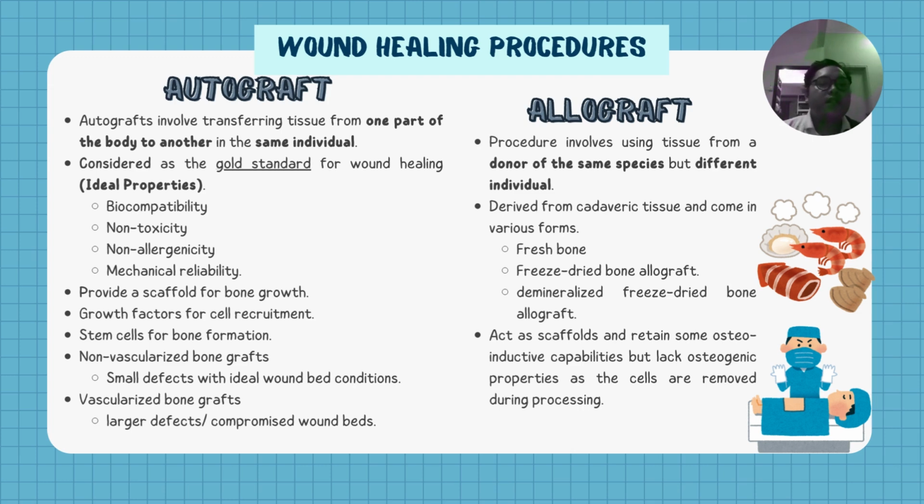For allograft, it's a procedure involving tissue from another donor of the same species, but a different individual. So like person A needs a donor from person B. It's derived from cadaveric tissues and comes in various forms such as fresh bone, freeze-dried bone allograft, and demineralized freeze-dried bone allograft, where allografts act as a scaffold and retain some osteoinductivity because the cells were removed during the process.